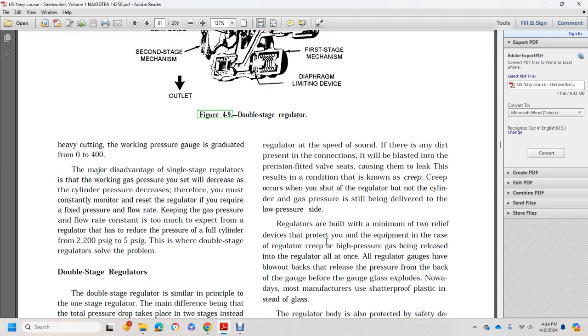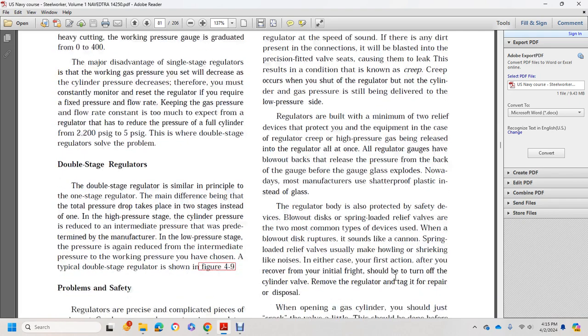Creep occurs when you shut the regulator, but not the cylinder, and gas pressure is still being delivered into the low pressure side. Regulators are built with a minimum of 2 relief devices to protect the equipment in case of regulator creep or high pressure gas being released into the regulator all at once. All regulator gauges have blowout backs that release the pressure from the back of the gauge before the gauge glass explodes. Nowadays, most manufacturers use shatterproof plastic instead of glass.